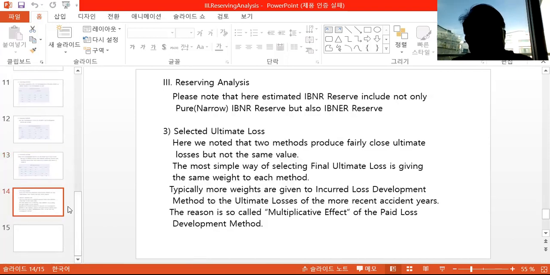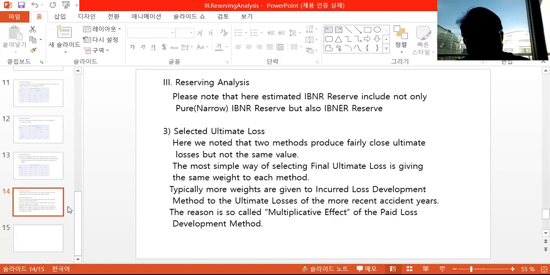Here we have the ultimate loss estimated by the paid loss development method and the incurred loss development method. Then you have to select the appropriate ultimate loss in each accident year. This is a selecting procedure based on the initial estimates from the various methods. Here we used two methods. We may notice that the two methods produce very close ultimate losses, but not the same value.